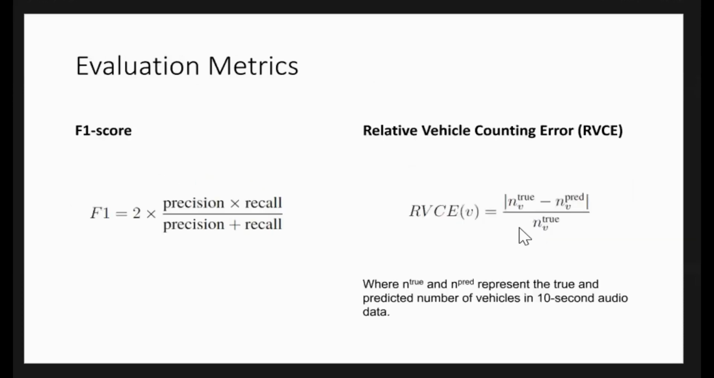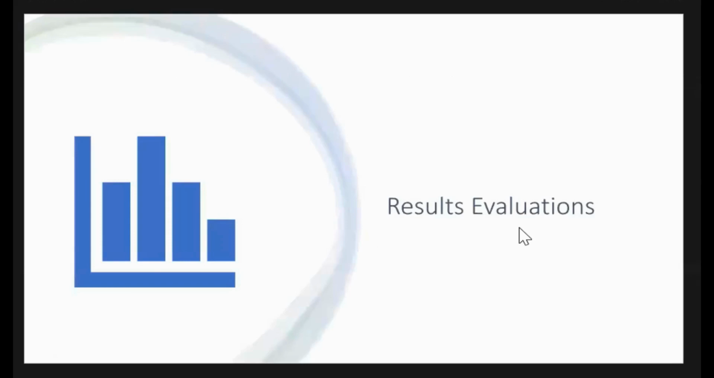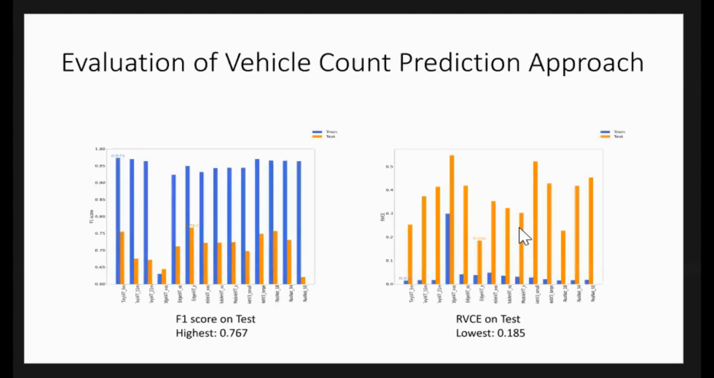We use F1 score and also relative vehicle counting error to evaluate these 2 methods. As a result, this is the evaluation for our first method. We tested 3 transformer-based models and 2 traditional models, and we also tested different sizes of the model. In this approach, one of the transformer-based models, which is SVDI, was able to achieve an F1 score of 0.7 and an error rate of 0.185.